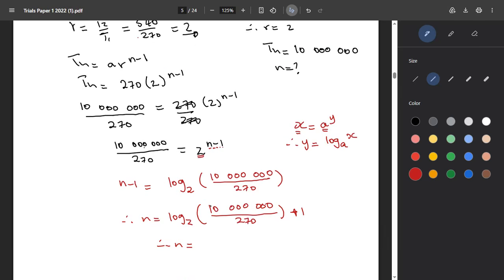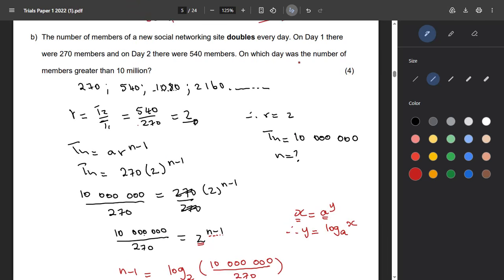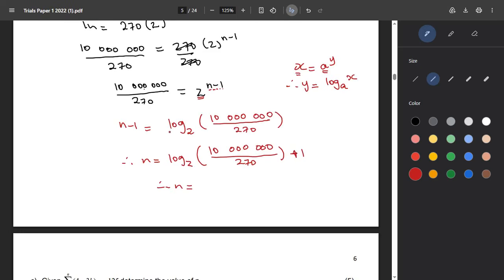Because the question is asking, on which day were the members greater? This is a keyword, greater than 10 million. So when I put this on the calculator, I get 16.17668. So that's your N. Remember, greater, you're going to round this up. You don't have to stress about the decimal. Just round it up. It will give you the 17th day, because they said greater. So you round it up. And then that's when we get the 17th as your final answer.